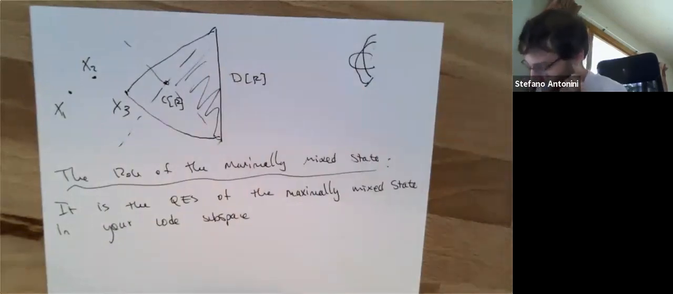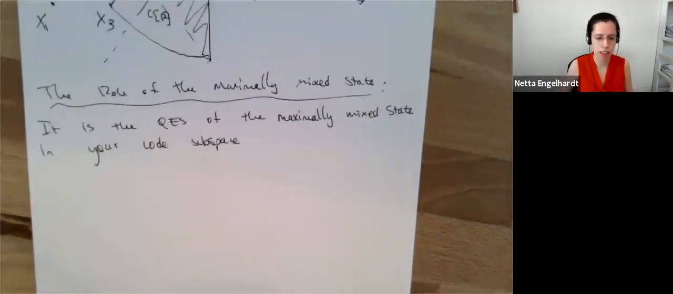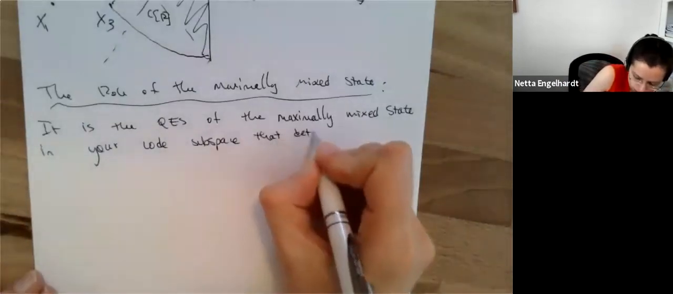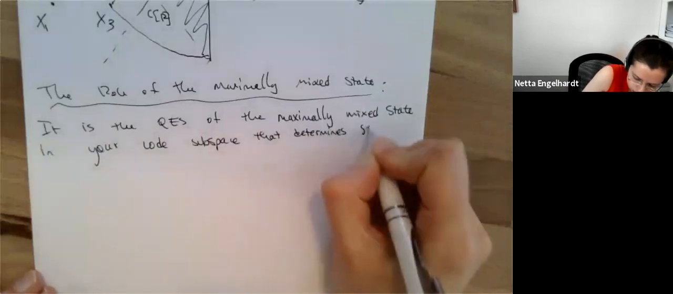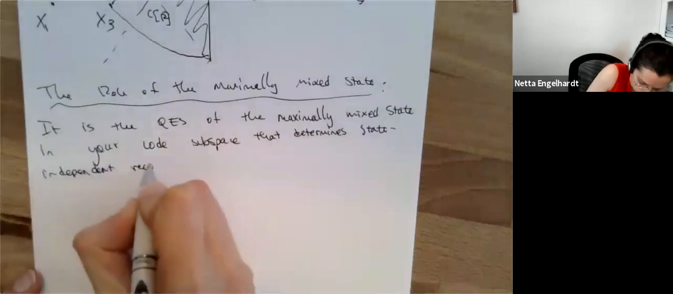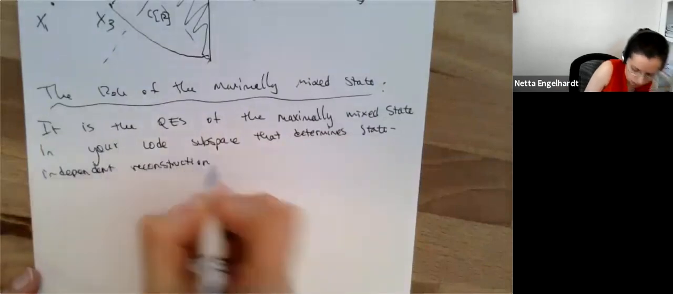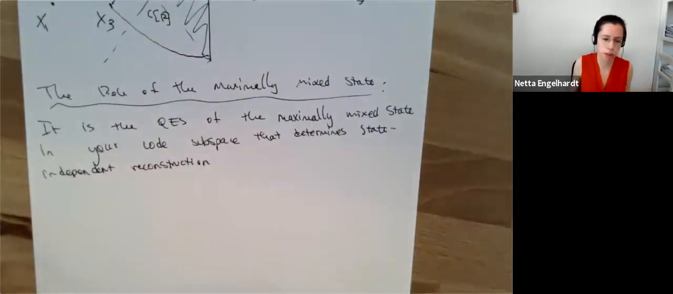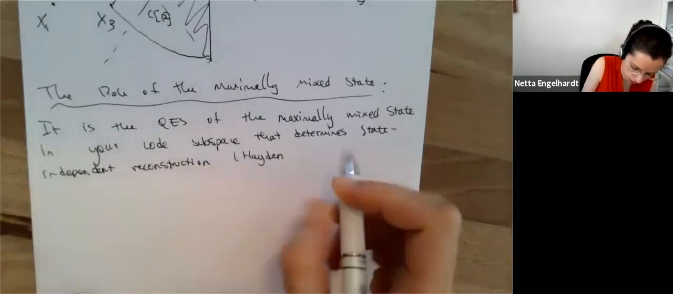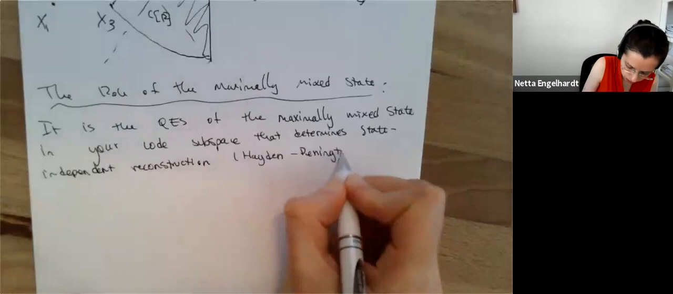Okay. So it is the QES of the maximally mixed state within your code subspace. It has support only in the code subspace in terms of how it's maximally mixed. That is the QES that determines the state independent reconstruction. And this insight was derived in this very beautiful paper by Patrick Hayden and Jeff Pennington, using the language of approximate quantum error correction, 2018.